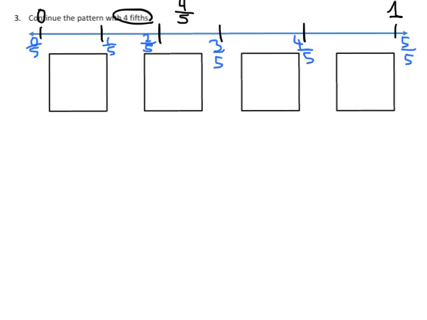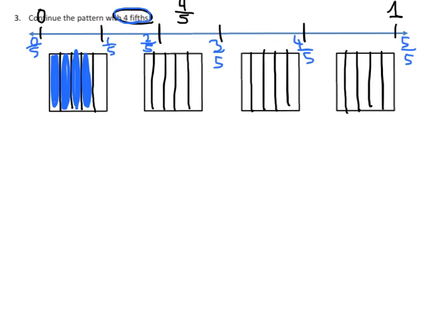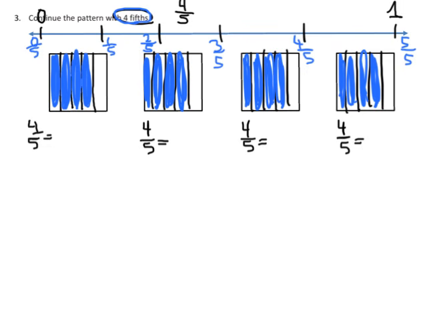And now we're going to cut each of these squares into fifths. So we've got 1, 2, 3, 4, 5. And the same for each of the other squares. And now what we need to do is shade each of those. We need to shade 4/5. And so we're going to go 1, 2, 3, 4. And I'm going to repeat that. So now I have 4/5.